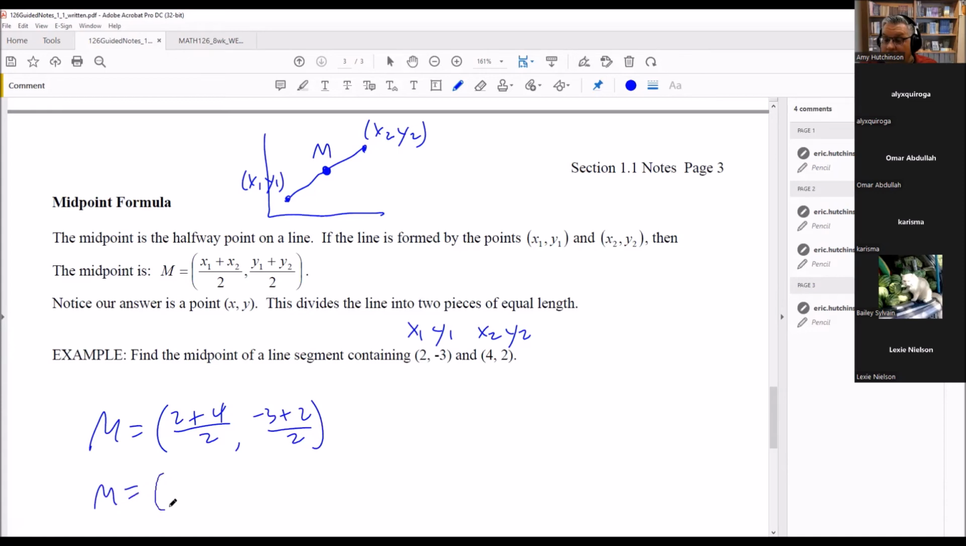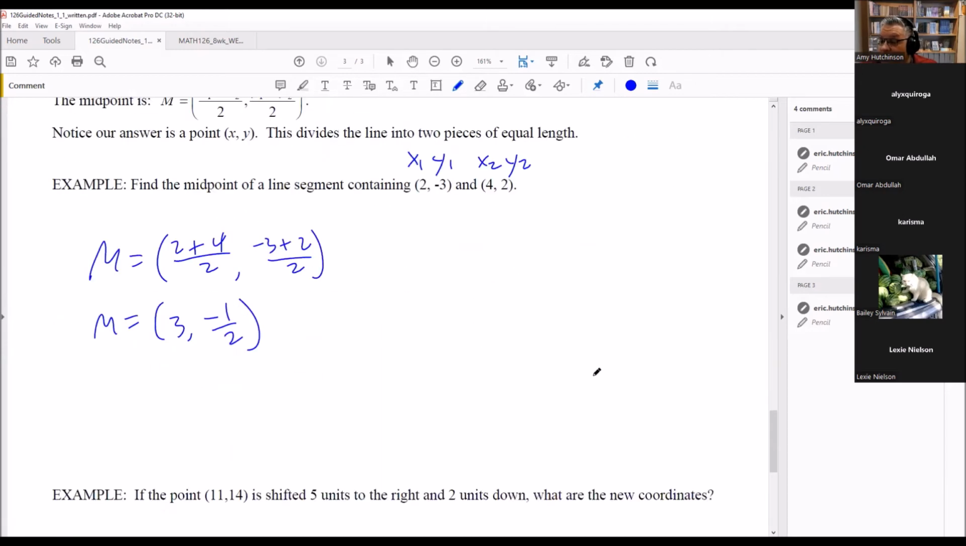So m equals, all right, so I have 6 over 2, which is 3. -3 plus 2, that's going to be -1. -1 over 2 there. And I can leave my answer. The negative I can either put on top or out front. It doesn't matter. But this is going to be my answer, 3, and -1/2. So that would be the exact halfway point between these two right there.